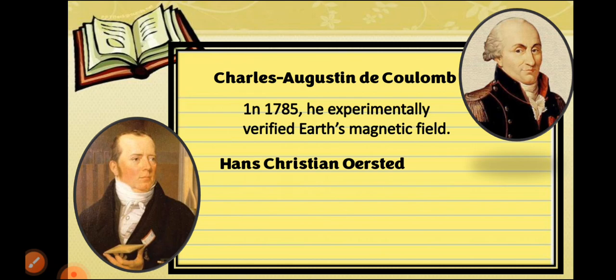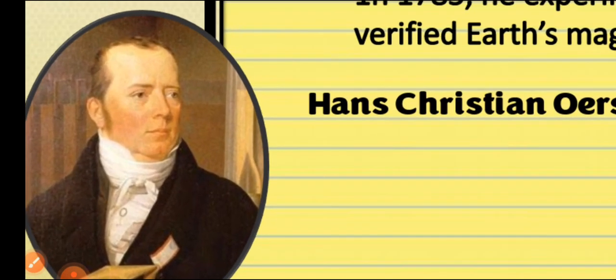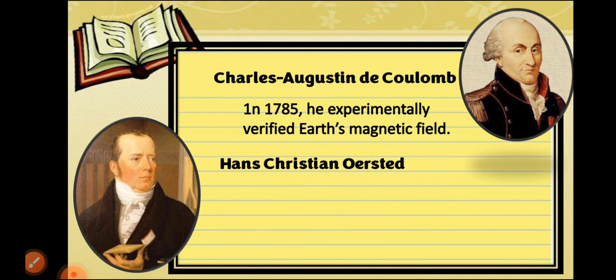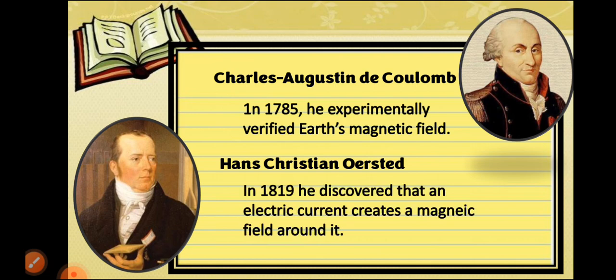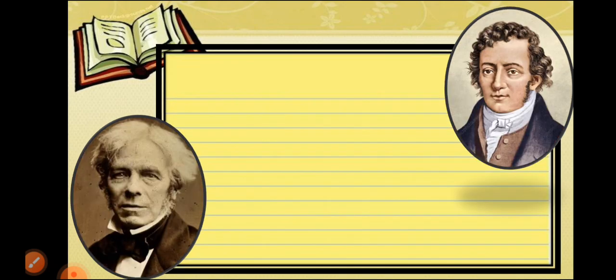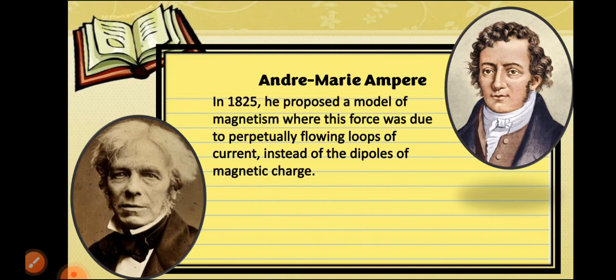Next, we have Hans Christian Ørsted. In 1819, he discovered that an electric current creates a magnetic field around it. Next, we have Henri-Marie Ampère. In 1825, Henri-Marie Ampère proposed a model of magnetism where this force was due to perpetually flowing loops of current instead of the dipoles of magnetic charge.